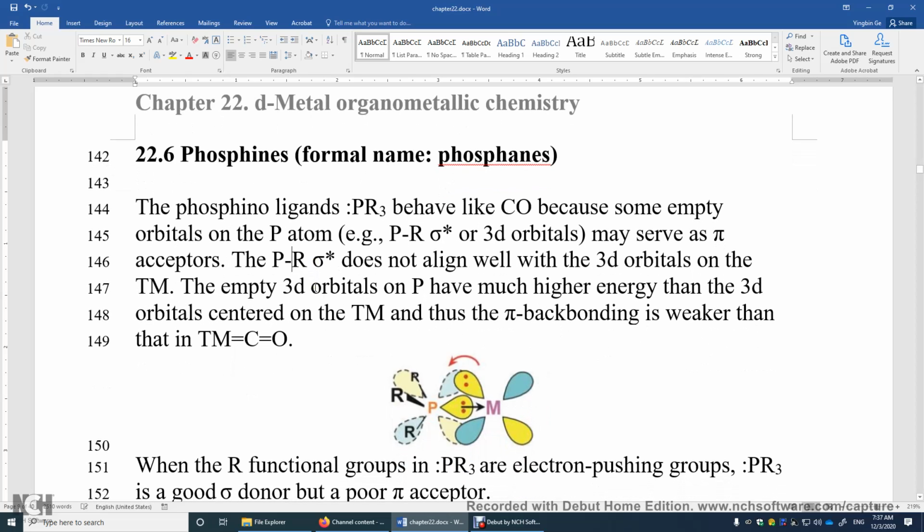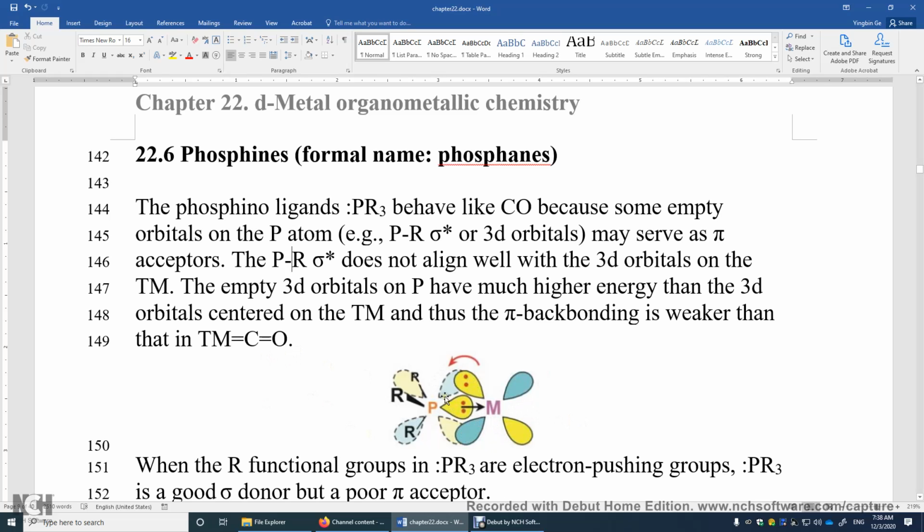Now let's look at the bonding in this picture. Over here, this phosphorus has a lone pair of electrons that can be used to form the sigma bond between the metal and this phosphorus. This is simple. This is a really strong sigma bond, stronger than the sigma bond between transition metal and carbonyl, because phosphorus is okay to give away electrons. It's more willing to give away electrons than this carbonyl ligand.